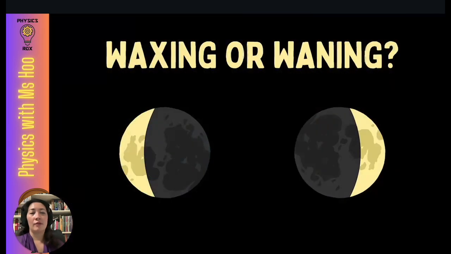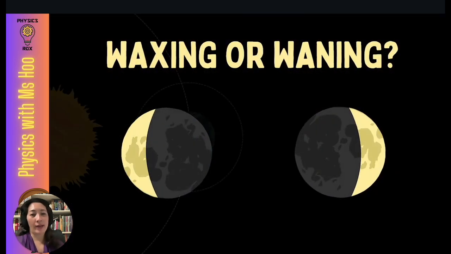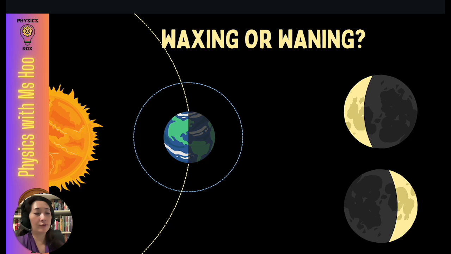So how do we figure out whether it's waxing or waning? How you can do it is you draw the position of the moon and try to figure it out from here. So if you had to figure out whether it's waxing or waning, I'll just go through both right now.